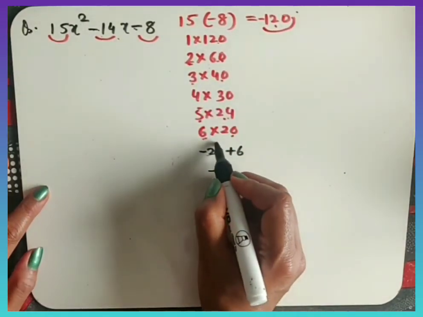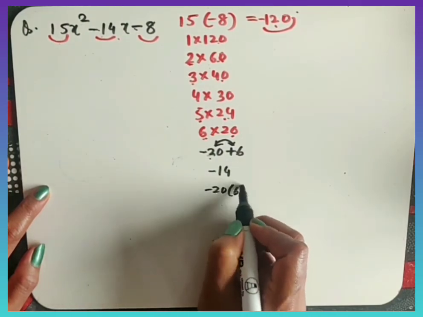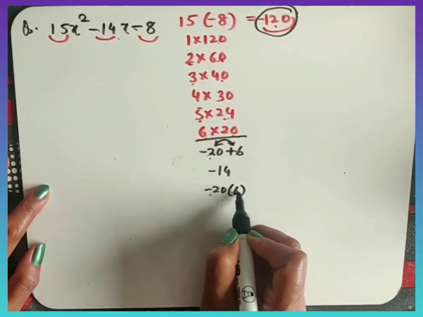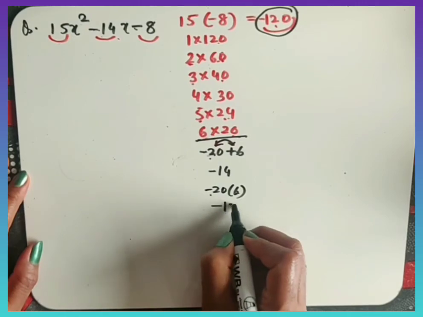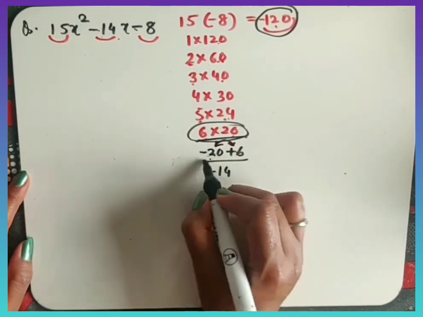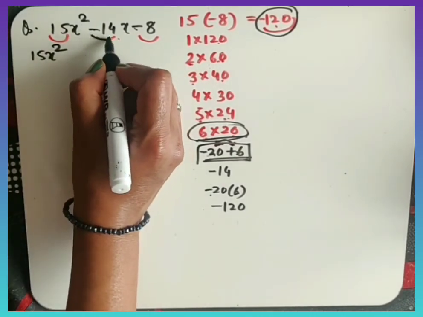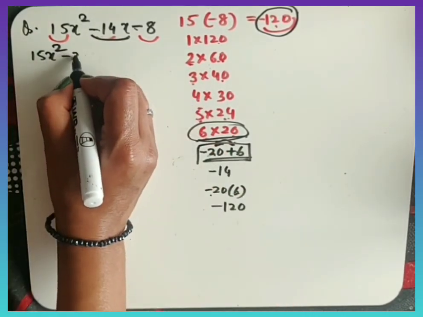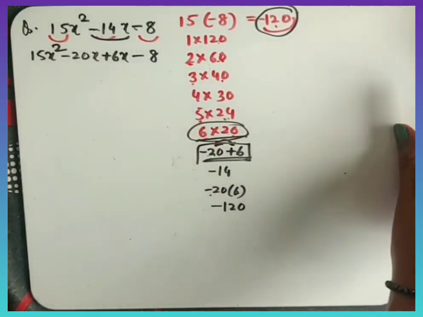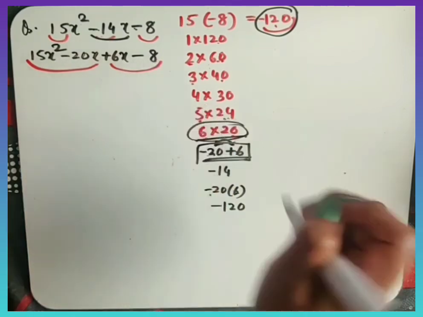Now multiply these two factors, minus 20 and 6, it should give you minus 120 as well. Then you can use these two factors. So minus 20 multiplied by 6 will give me minus 120. Now I can use this 6 and 20, and you should arrange it this way: 15x square, in place of minus 14x I am going to write minus 20x plus 6x, and then the last term minus 8. Now you have to take something common between these two and these two.